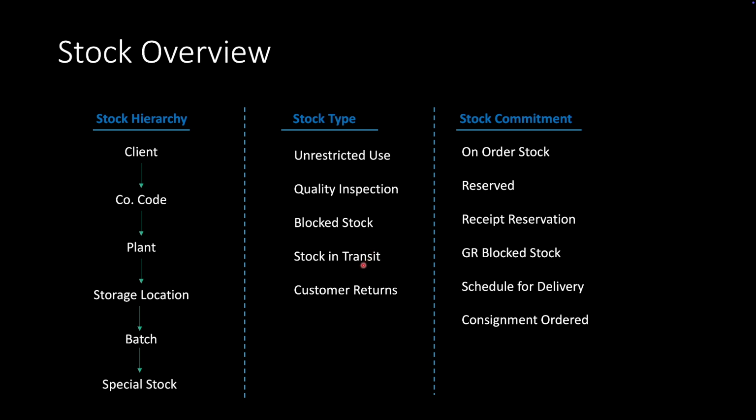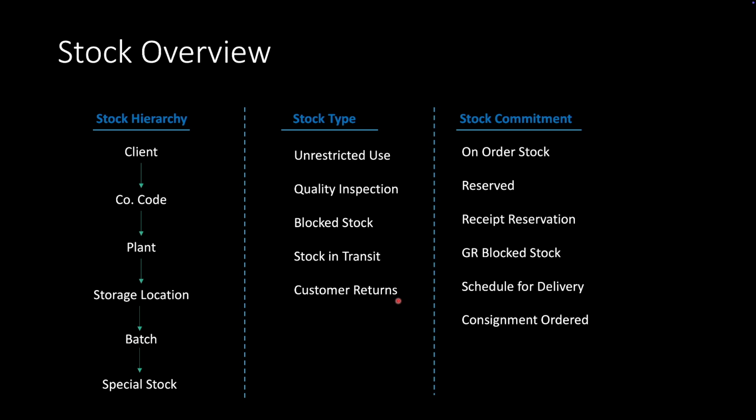Then you have something called a stock in transit. We have already discussed in the stock transfer process videos that when you use the stock transport order and you issue the material from the sending plant, the stock will remain in transit until you receive and do the goods receipt at the receiving plant's end. Then you have something called customer returns.